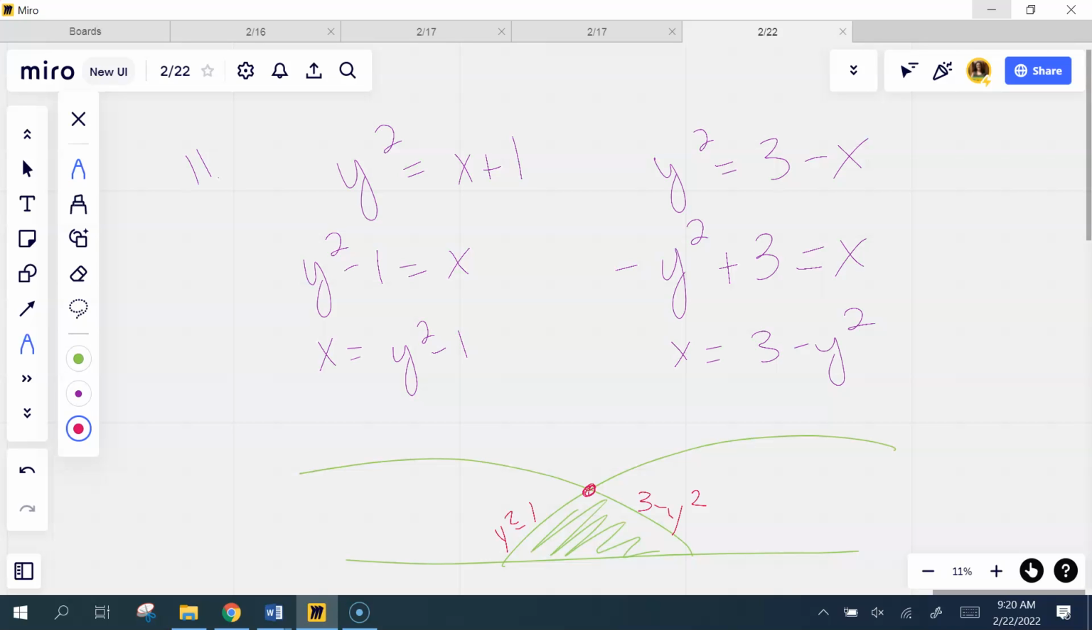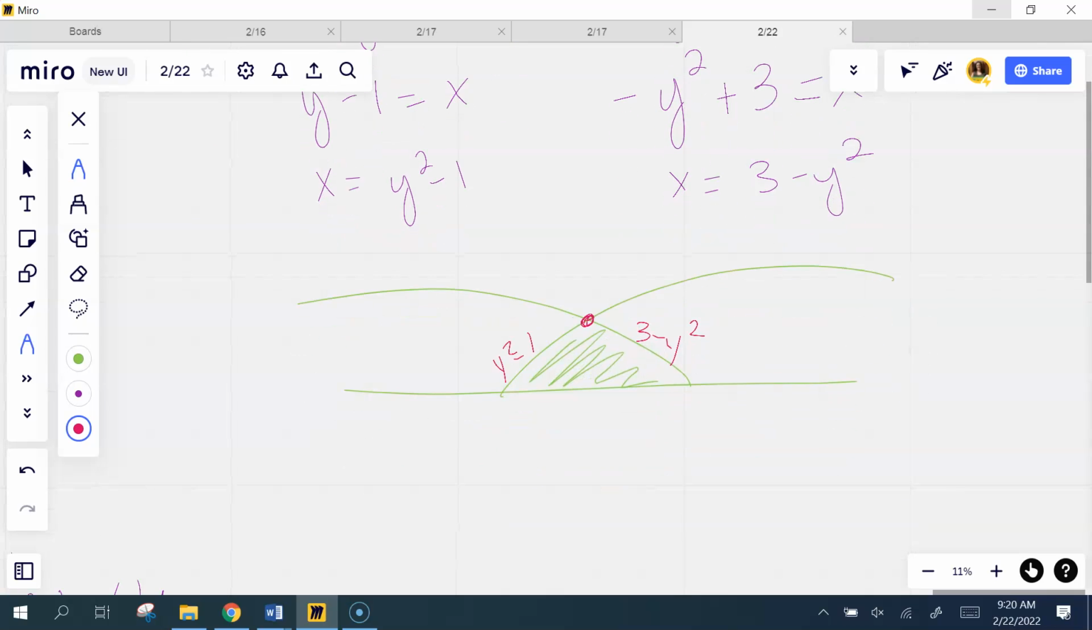Welcome. All right, I do need the intersection point. I lied to you. I'm thinking in terms of x instead of in terms of y. So I need the lowest y goes, which is obviously 0, up to, and I need this intersection point. So use your calculator to calculate the intersection or set them equal to each other. Doesn't really matter. The y value is 1. And I'm going to do the right curve, which is 3 minus y squared, minus the left curve, which is y squared minus 1, dy.